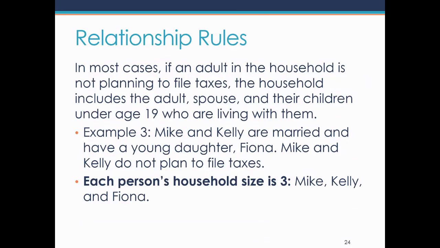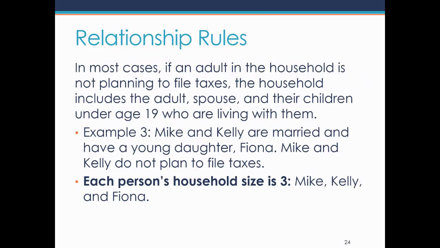And we see if no, go to step 4, which is to use relationship rules, which tells us if they are living in the home, include the target's spouse and their children under age 19. And then it goes on to speak about if the target is under age 19. So let's stop there for now because Mike's over age 19. So that means Mike's household size is 3: Mike, his spouse, Kelly, and his daughter under age 19, Fiona. And Kelly's household size would be the same.